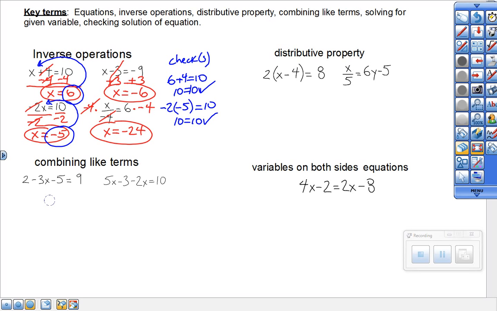So the correct way to do those problems will be to combine my like terms together and then do my inverse operations. So I'm going to combine my like terms together in blue and start my inverse operations in green.